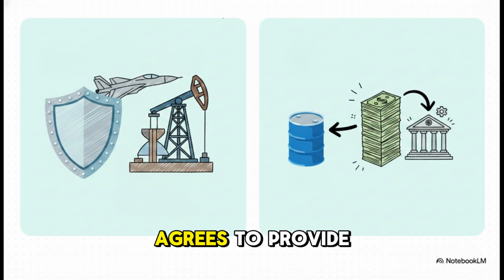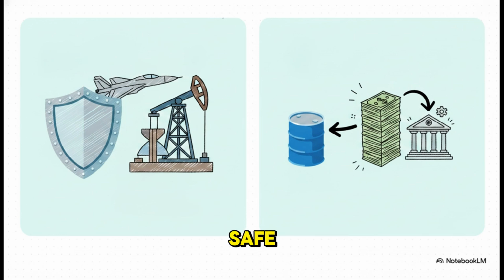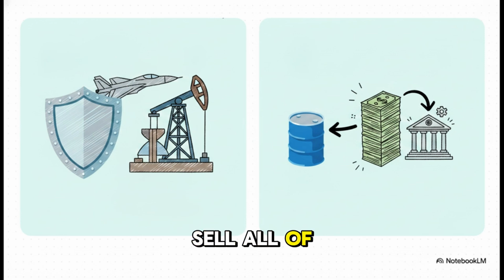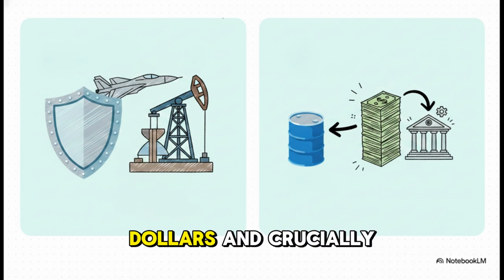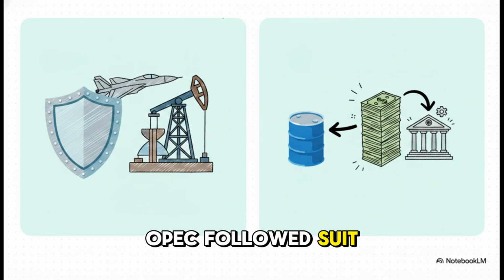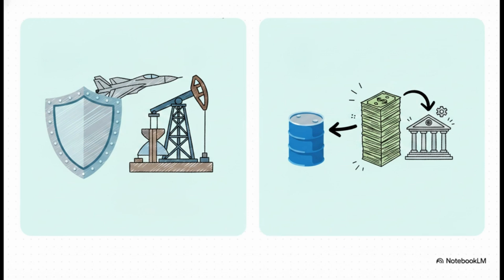So the US agrees to provide weapons, keep the kingdom safe, and physically protect those oil fields. In return, Saudi Arabia agrees to price and sell all of its oil strictly in US dollars. And crucially, this is the big one. They agreed to invest any extra money they made right back in the US Treasury bonds. Within a year, the rest of OPEC followed suit, and the petrodollar was officially born. If you wanted energy, you first needed dollars.